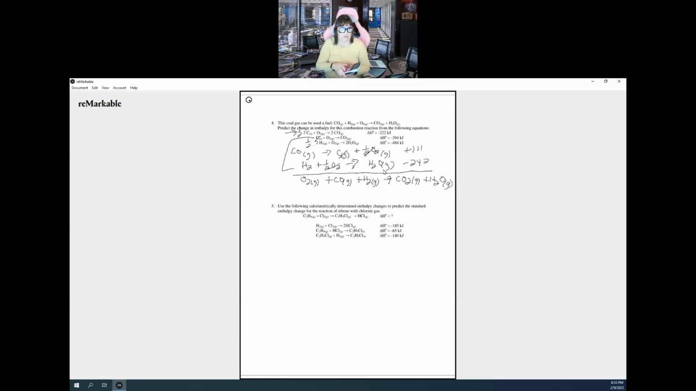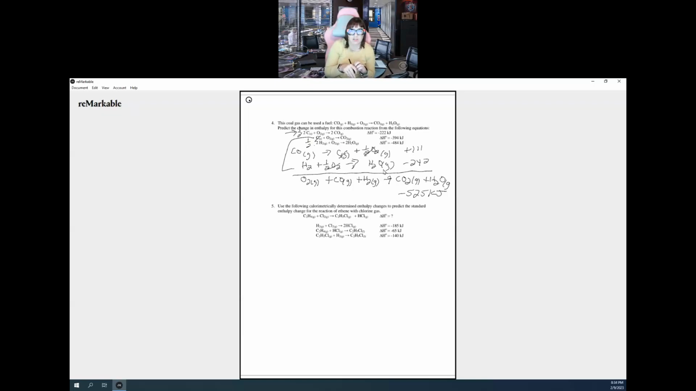So that means that if I add those three values together, so the negative 394 from the equation that I didn't rewrite, that carbon plus O2 goes to CO2, plus the 111 plus negative 242, and that gives me negative 525 kilojoules. Sweet. Awesome.